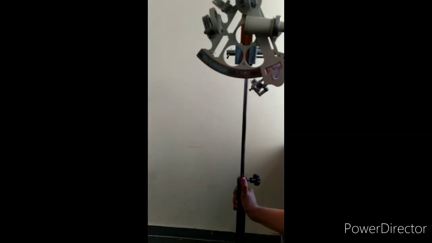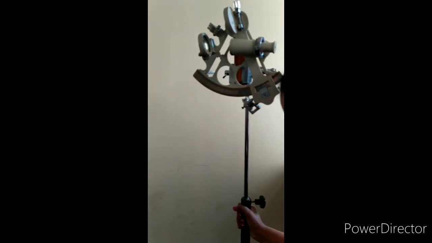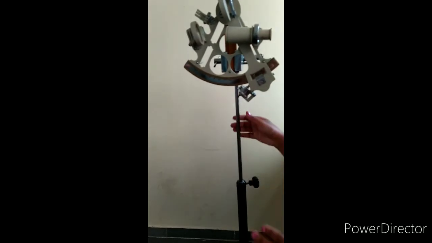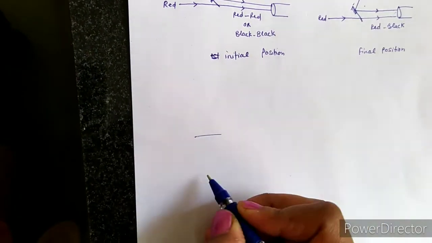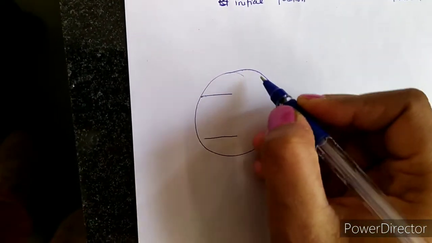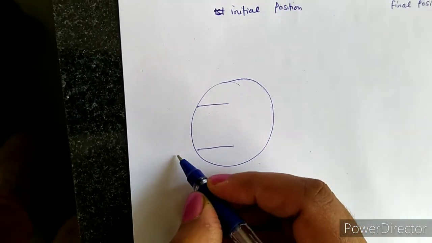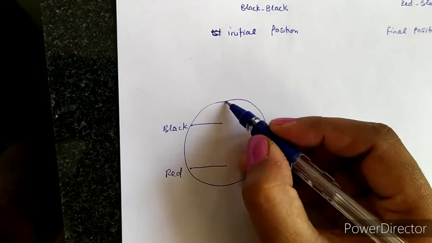So first we will keep this instrument here at the first position, and adjust it so that we can see through the telescope. What can we see through the telescope? The pillar on which we have marked these two lines. The image is like this: the two lines are on the left, like this is the telescope, and the lower one is the red line and the upper one is the black line.